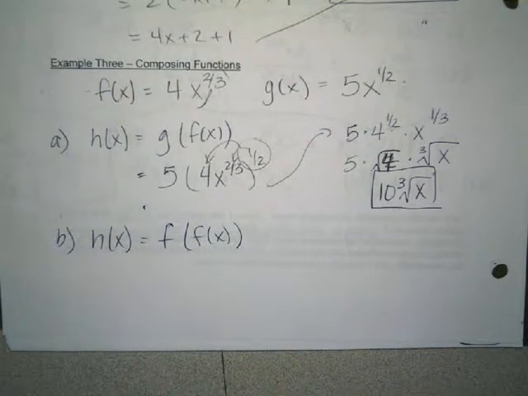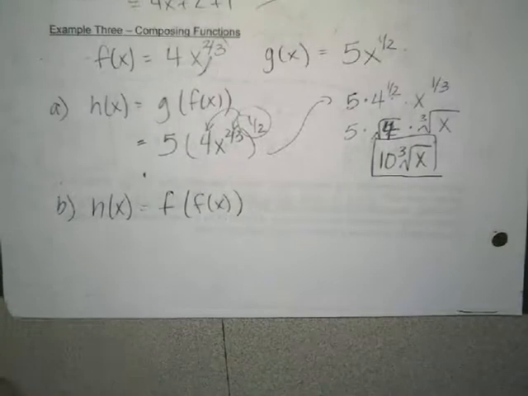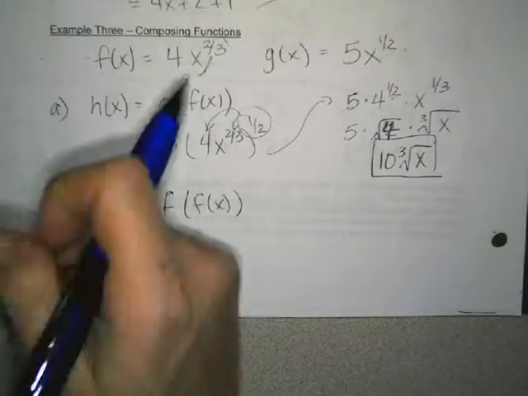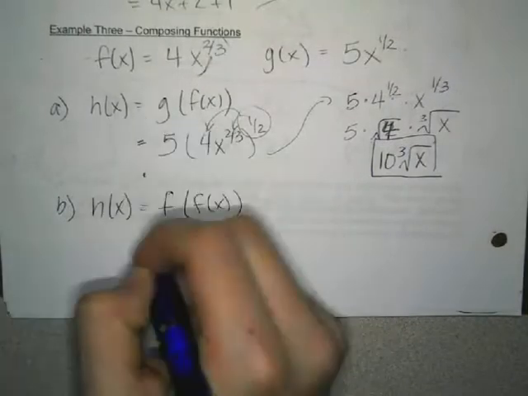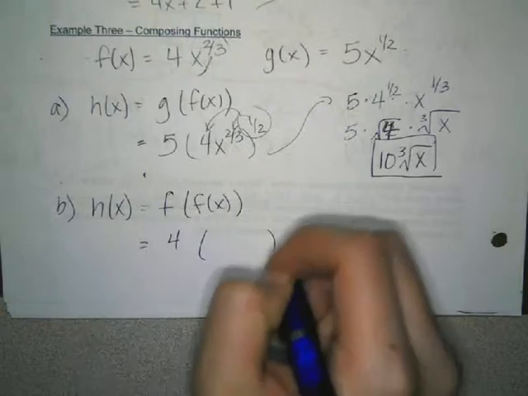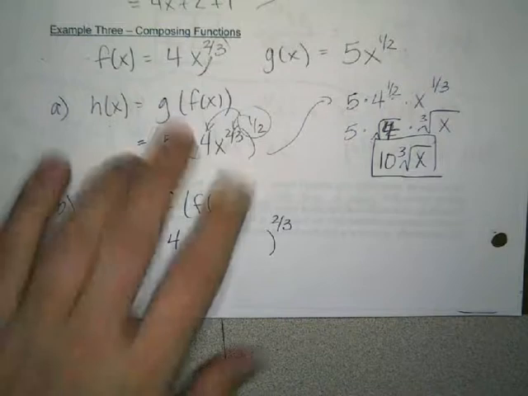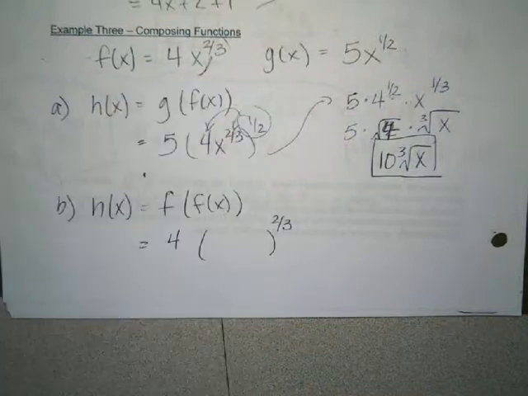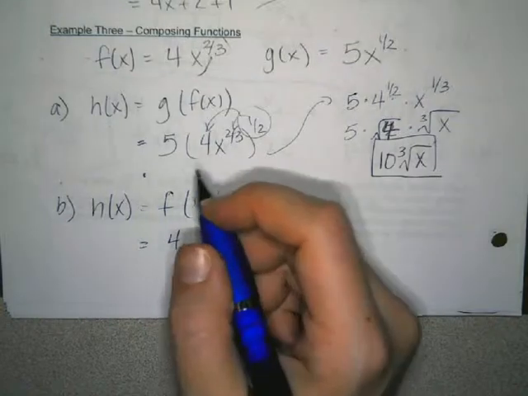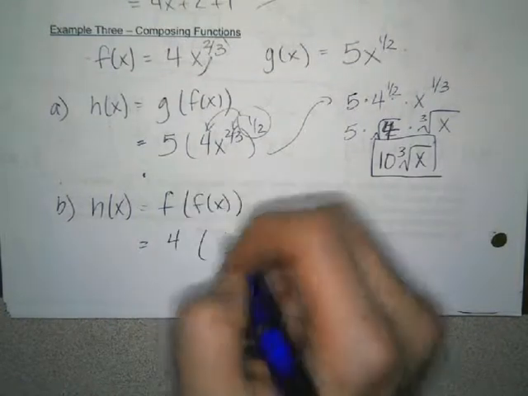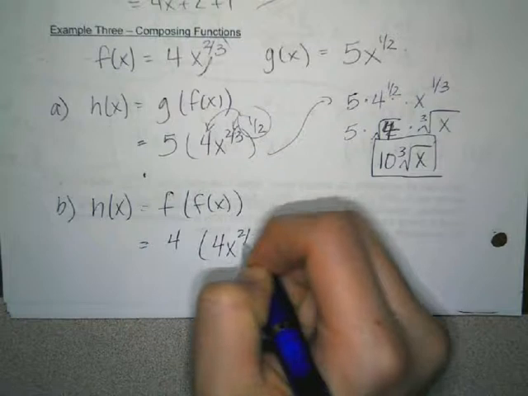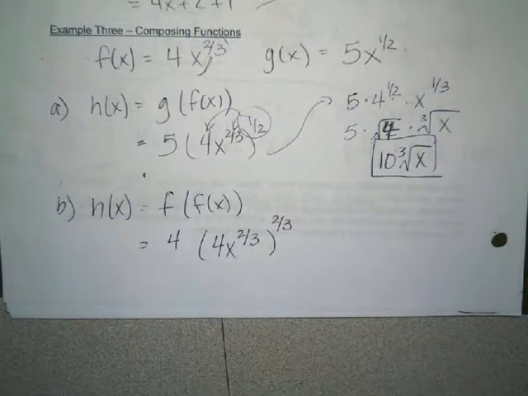And then for part B, we're going to do a very similar problem here where we take f of x and plug it into itself. So I'm going to rewrite f of x. Again, with a blank spot here that I know I have to plug in, so it looks exactly the same as f of x did. I just left a blank where the x was. And then we're going to plug in 4x to the 2/3 and simplify.